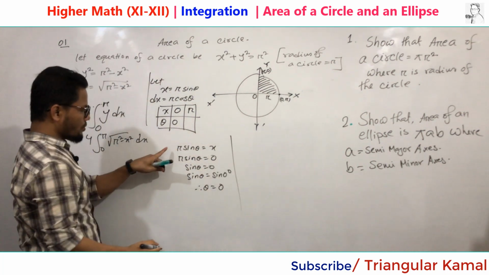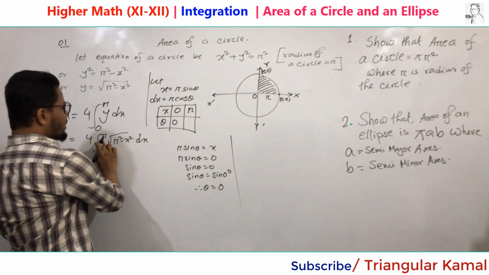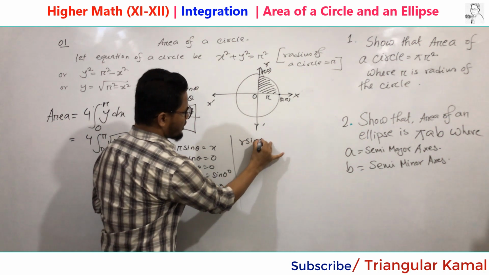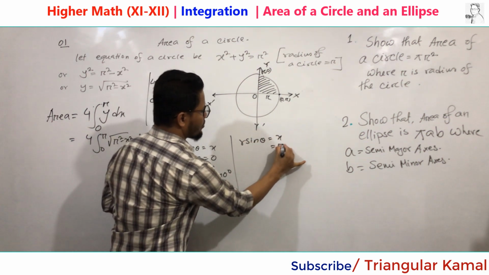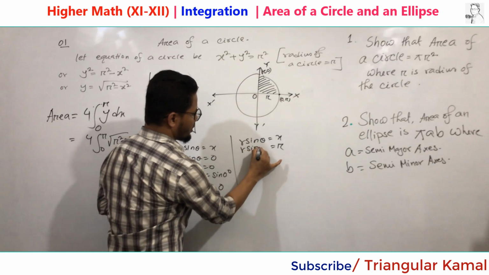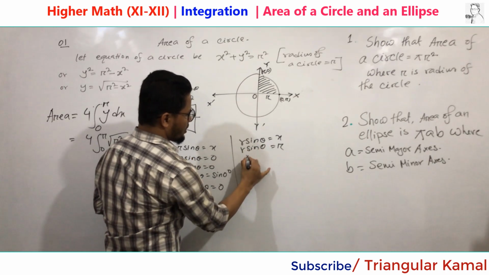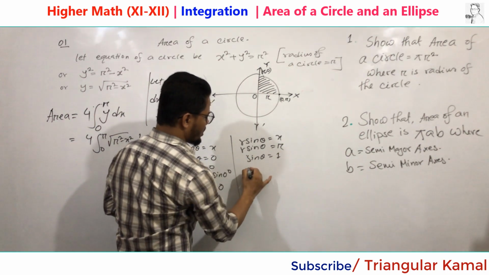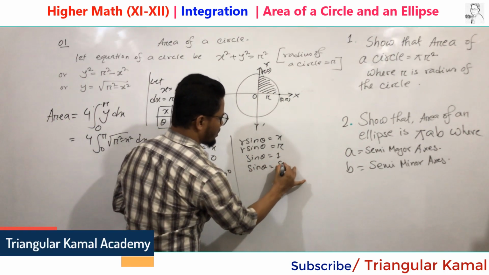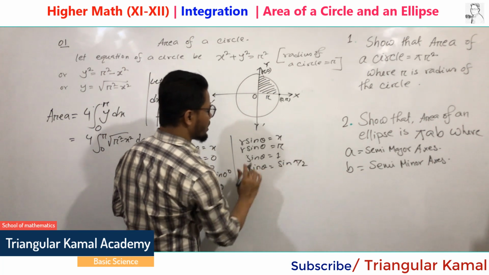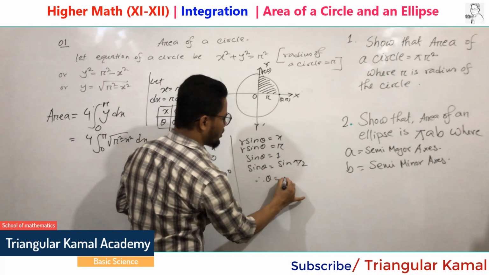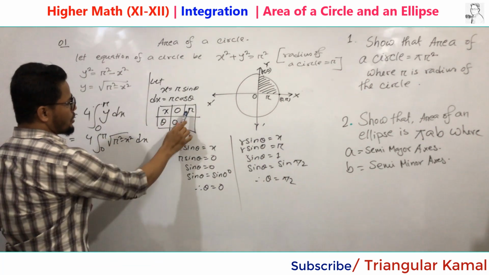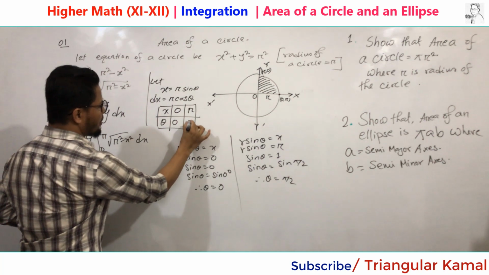When x equal r, then r sin theta equal r, and dividing by r we get sin theta equal 1, that means sin theta equal sin pi by 2, that is 90 degree. So theta will be pi by 2. So when x equal 0, then theta will be 0, and when x equal r, then theta will be pi by 2.